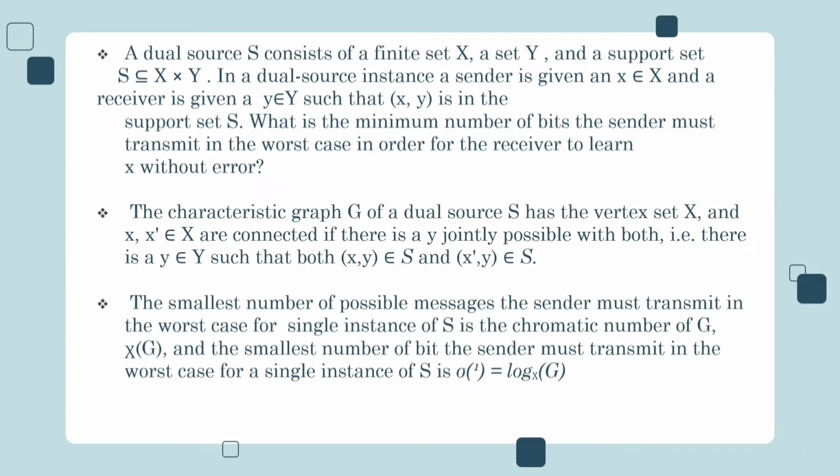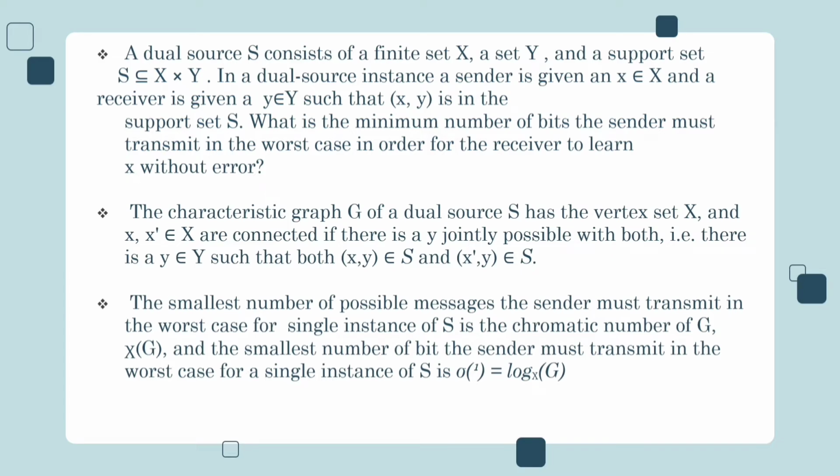A dual source S consists of a finite set X and a set Y, and a support set S is a subset of X cross Y. In a dual source instance, a sender is given an x belonging to set X and a receiver is given a y belonging to set Y, such that (x, y) is in the support set S. Now, the question is, what is the minimum number of bits the sender must transmit in the worst case in order for the receiver to learn x without error?